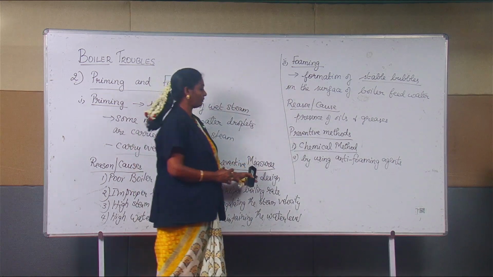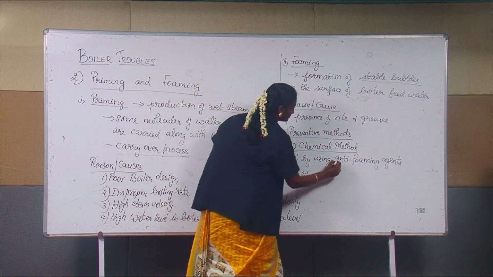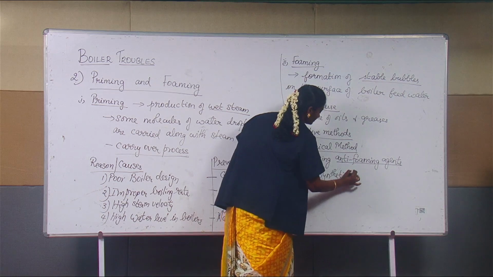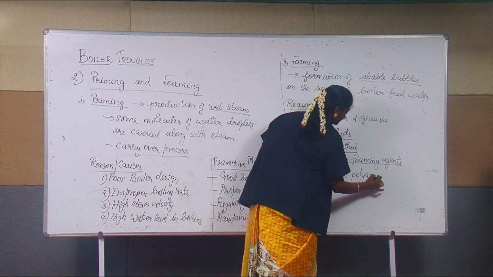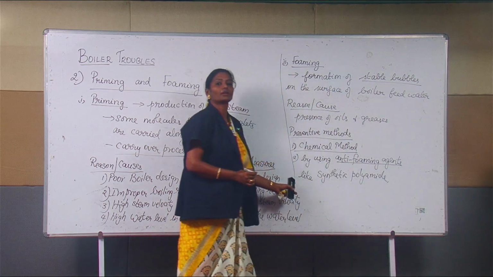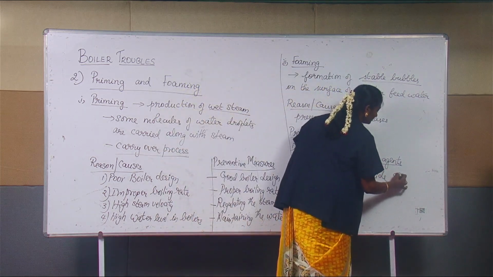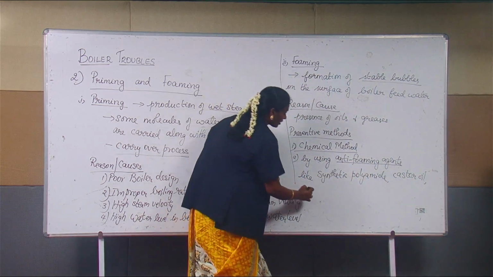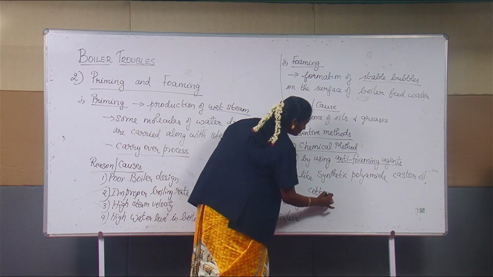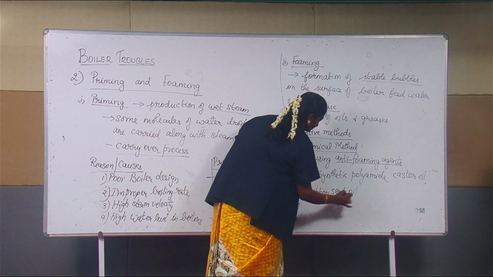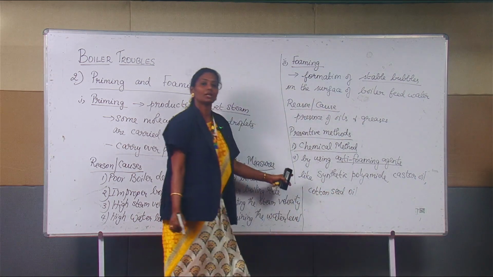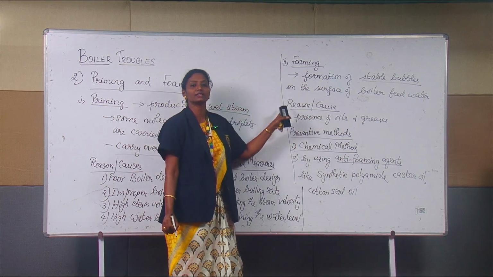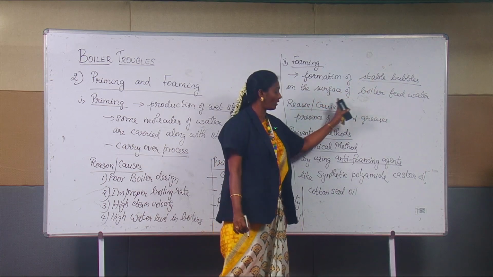Like synthetic polyamide, castor oil, cottonseed oil, so these are some of the anti-foaming agents which will not allow the oils and greases to form the stable bubbles in the boiler feed water.